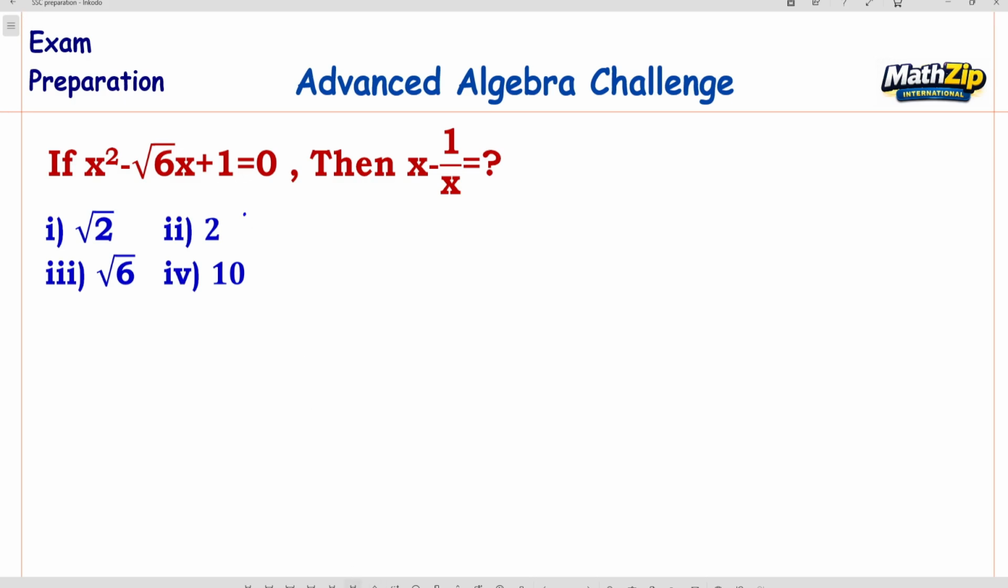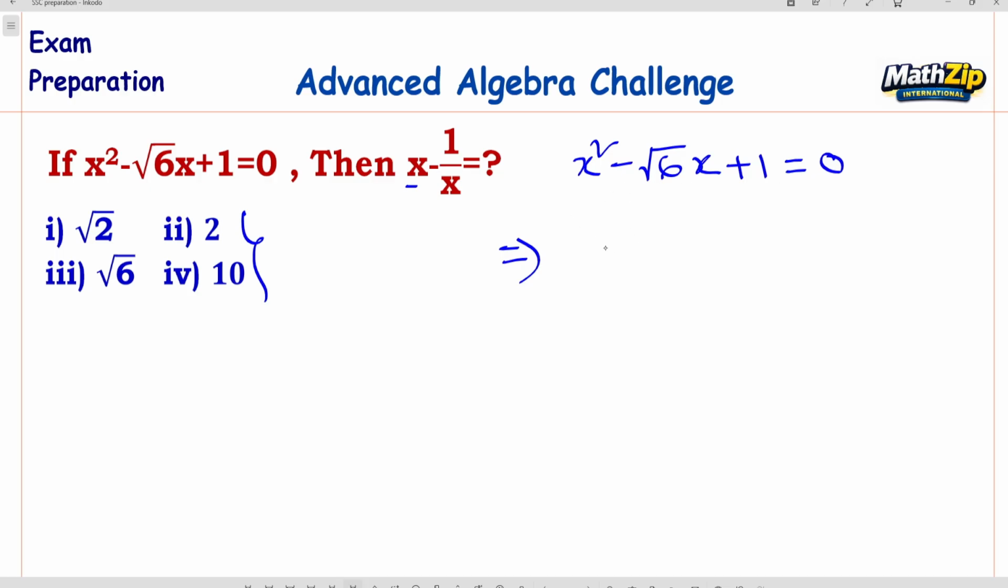Which statement is correct? If x square minus root 6x plus 1 equals 0, then what is the value of x minus 1 by x? Here are some options. So first, x square minus root 6x plus 1 equals 0.